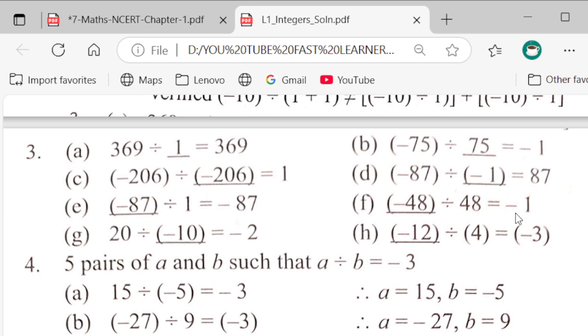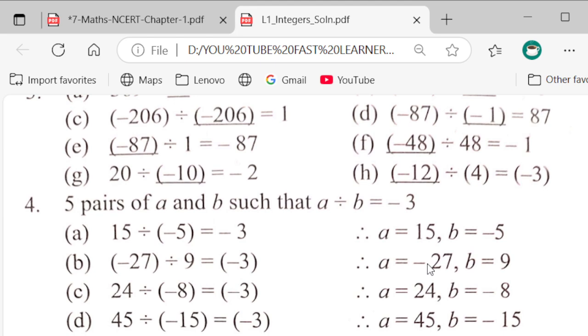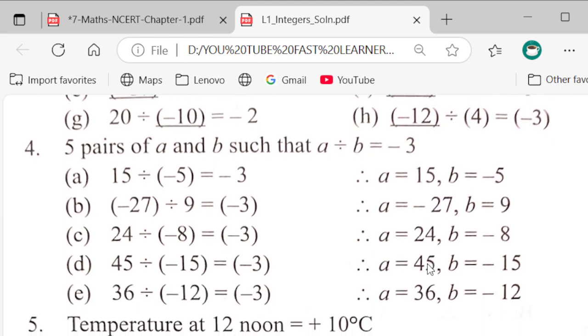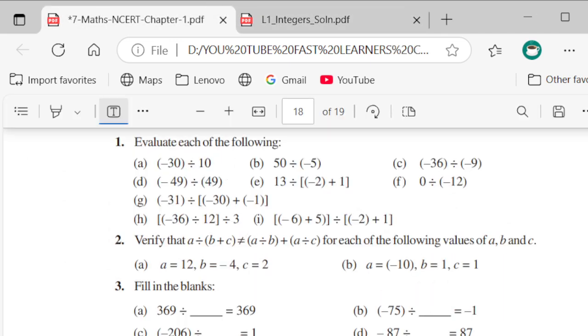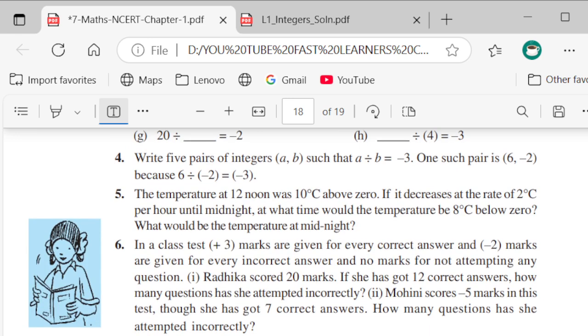Minus 48 divided by 48 will give you minus 1. Here also, these are very simple ones. You have to write 5 pairs. Just let me see if this question is there. See, this is the fourth question.